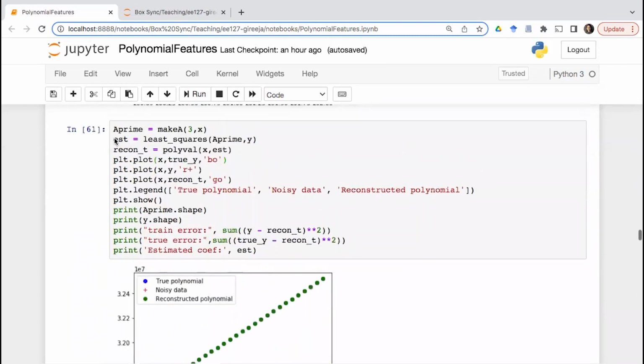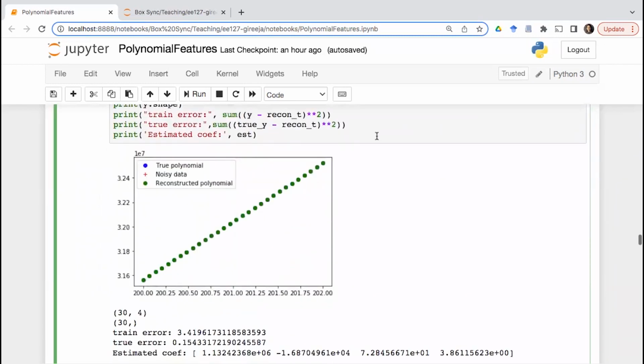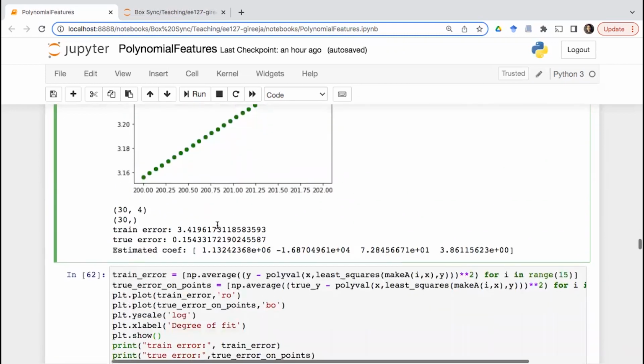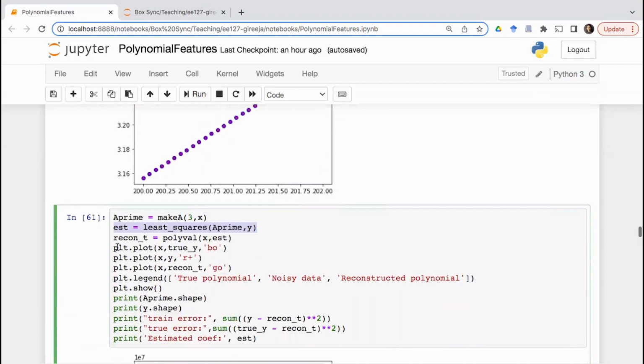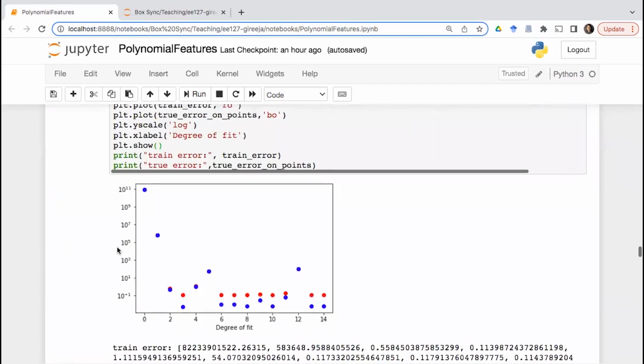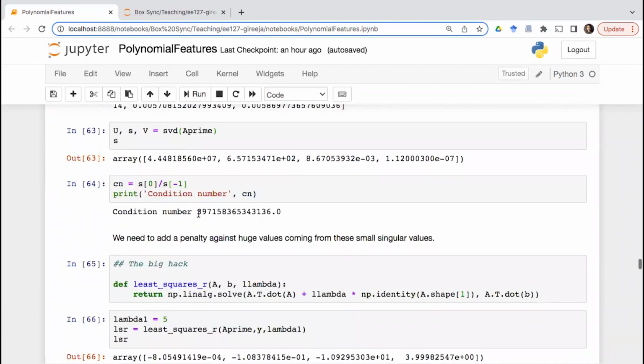And then we did least squares. We called least squares, and it looks like we do a really great job because our green dots are exactly on top of our blue dots. But when we looked at the predicted coefficients, we were not doing so great. We were getting pretty bad numbers for those predicted coefficients. So now, one of the reasons that this is happening is that we're having these large condition numbers.